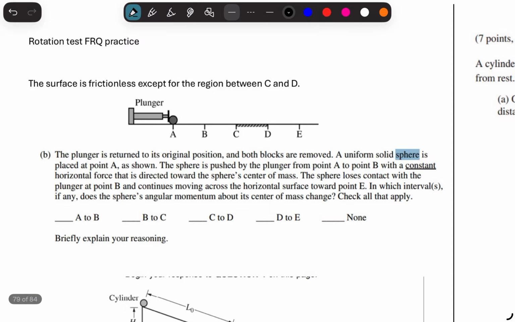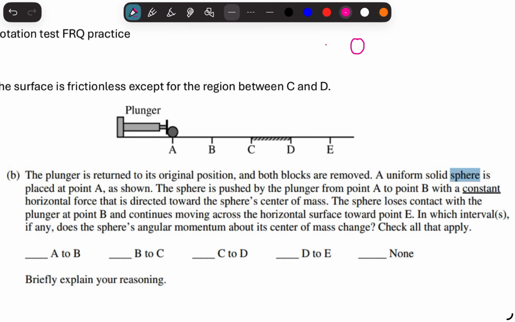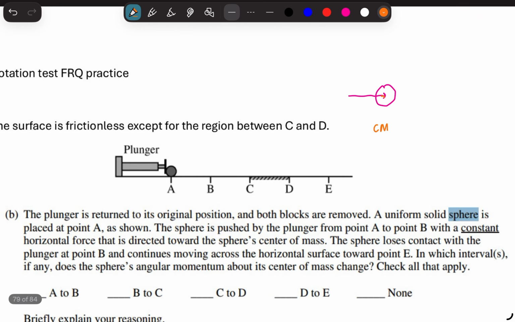applied through the center of mass. So this is our sphere. The plunger is pushing it here, and that is going to be at its center of mass. We have normal force acting upward. We also have the weight, mg, acting down, which is equal to the upward force. It's our center of mass. And force applied.